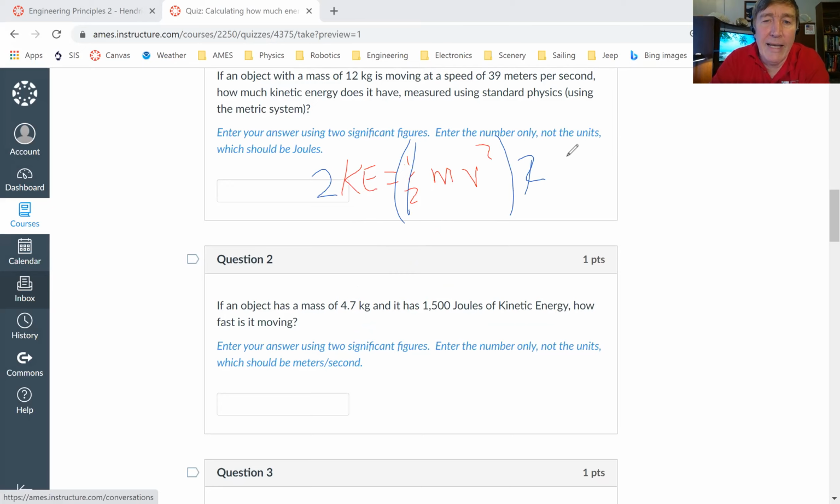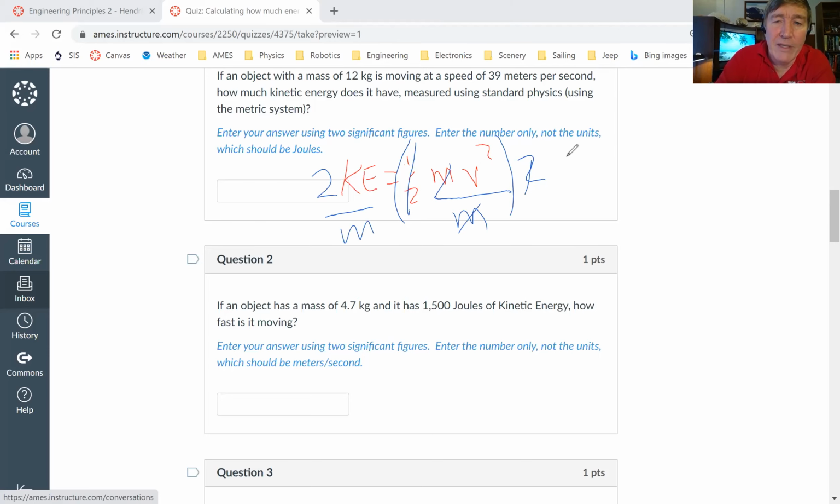Okay, now I've got to get rid of the M. How is that M connected to the V? Is that M plus V or is it M times V? Well, it's M times V, right? How do you undo multiplication? Answer: division. So I'm going to divide both sides by M.